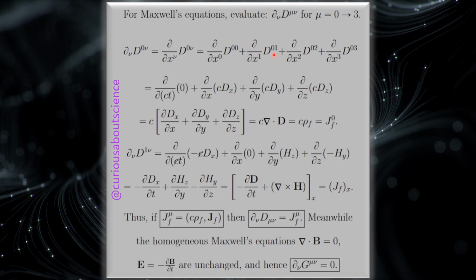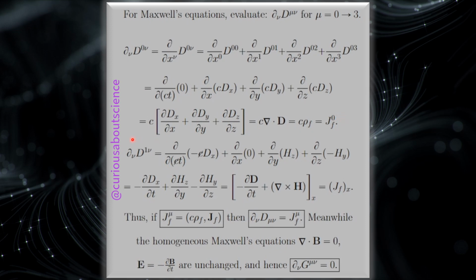So 00, 01, 02, 03, that's all the first row stuff. As you see, our first term is 0, then we have cD_x, cD_y, cD_z. If we factor out a c, we have ∂/∂x on x, y on y, z on z, so it looks like a gradient, or excuse me, a divergence. Which is equal to c times the divergence of D, which we know is equal to ρ_f, so that's equal to the 0th component of J_f, the free current density.